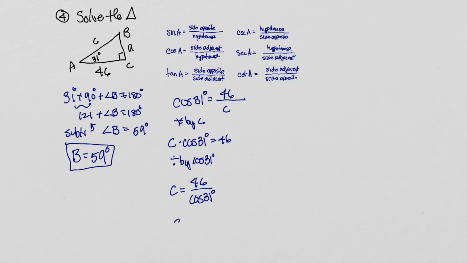And I'm going to round off here. I got C being 53 point, and they're asking us to go to 2 decimal places. So how about 0.67? Now, we still need to get A here.